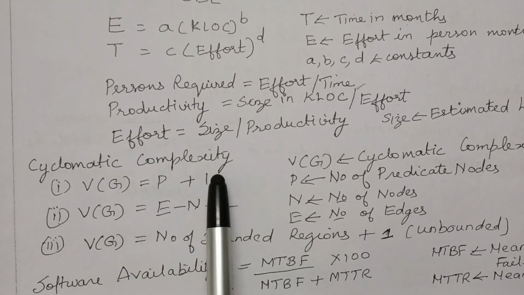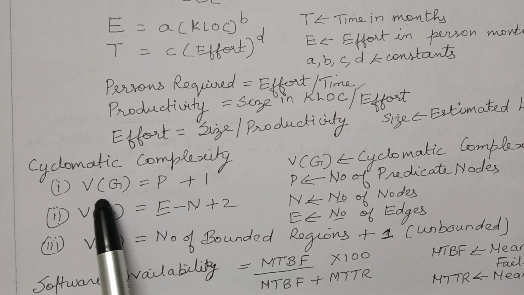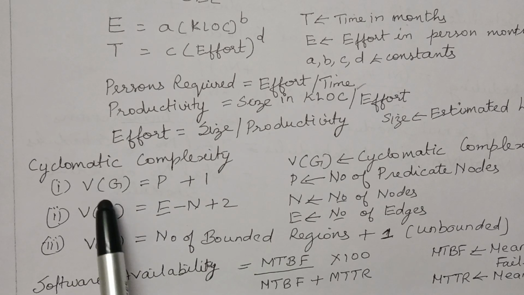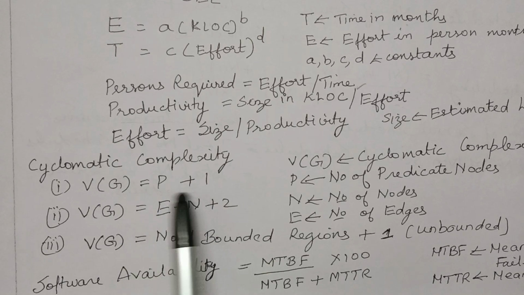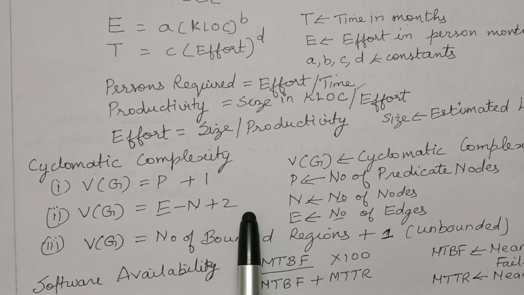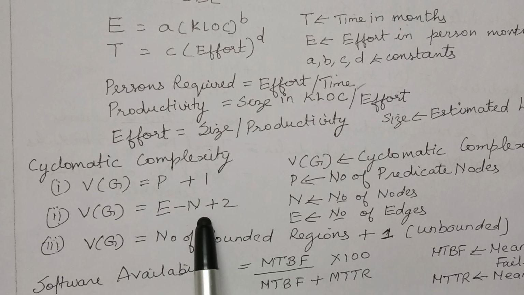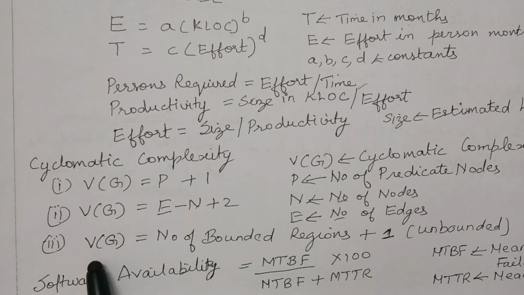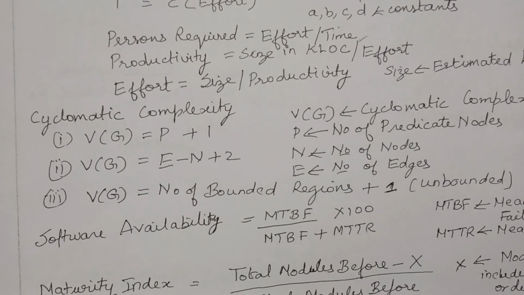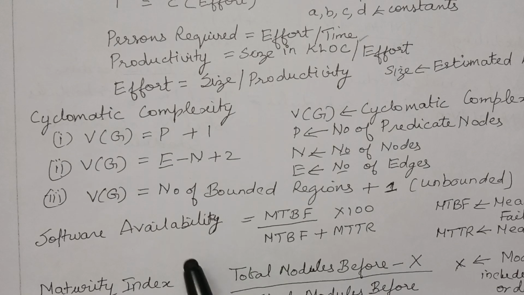What is cyclomatic complexity? You can define it in three ways. Cyclomatic complexity is described by V(G). V(G) equals P plus 1, that is, the number of predicate nodes plus 1. V(G) equals E minus N plus 2, where E is the number of edges and N is the number of nodes. V(G) equals the number of bounded regions plus 1 unbounded region. So we can express cyclomatic complexity by these terms.